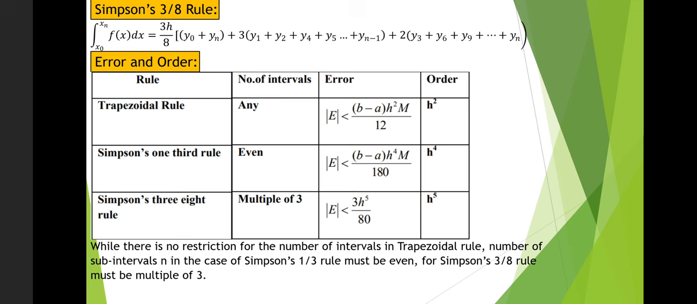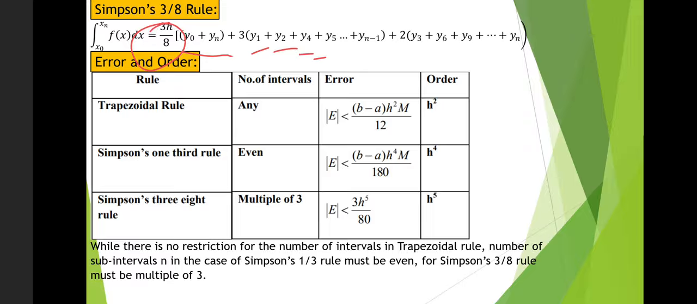Now let us study Simpson's 3/8 rule. Simpson's 3/8 rule is used to find the approximate value of a definite integral. In this formula, the first value y0 and the last value yn are taken only once. The values y1, y2, y4 and y5 and so on are multiplied by 3. The values y3, y6 and y9 are multiplied by 2. Finally, multiply the whole expression by 3h by 8.